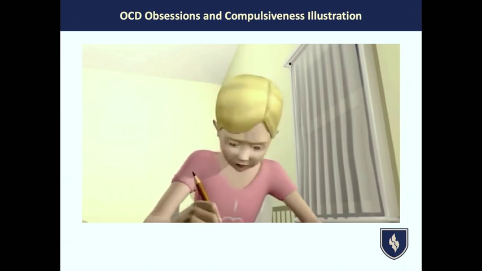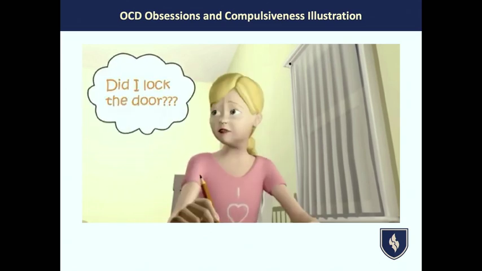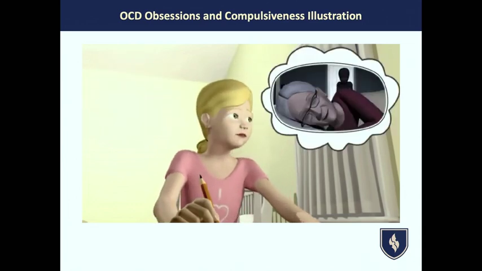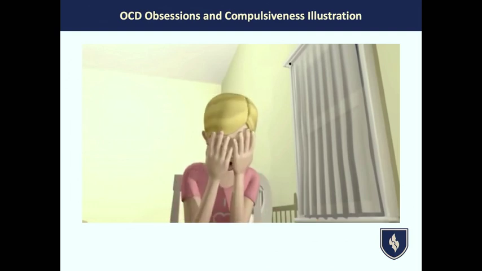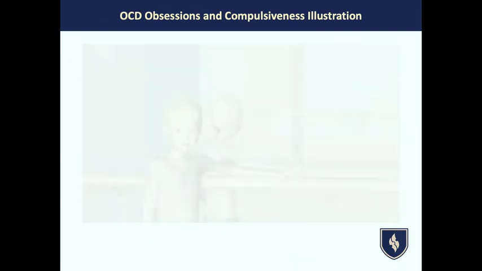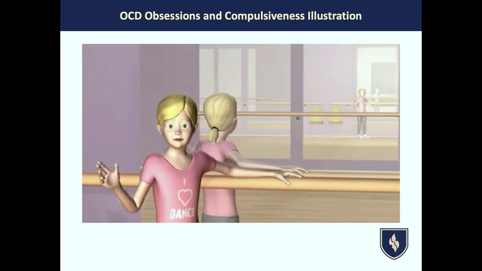They were images of terrible things happening as a result of a mistake I made. I saw my grandparents being murdered by an intruder who entered the house through a door I left unlocked. I became convinced that I was going to cause some life-ending event as a result of my carelessness. These thoughts and images were obsessions.